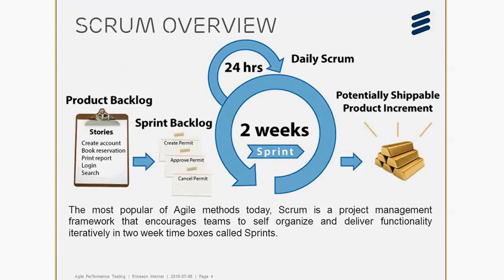as you can see, Scrum is a project management framework that encourages teams to self-organize and deliver the functionality iteratively in 2-week time boxes called sprints. Why 2 weeks? Because it gives a very optimum way of delivering. A very important term here is a potentially shippable product increment. So 2 weeks is a good amount of time to create a potentially shippable product increment.